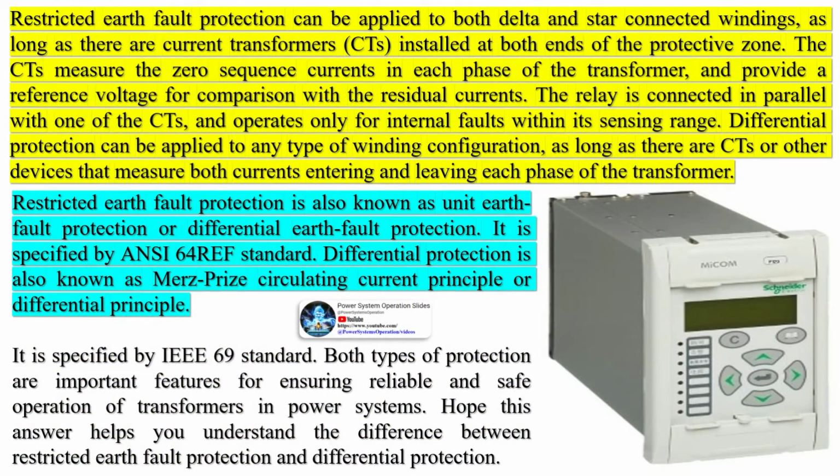Restricted earth fault protection can be applied to both delta and star connected windings, as long as there are current transformers, CTs, installed at both ends of the protective zone. The CTs measure the zero-sequence currents in each phase of the transformer and provide a reference voltage for comparison with the residual currents. The relay is connected in parallel with one of the CTs and operates only for internal faults within its sensing range.